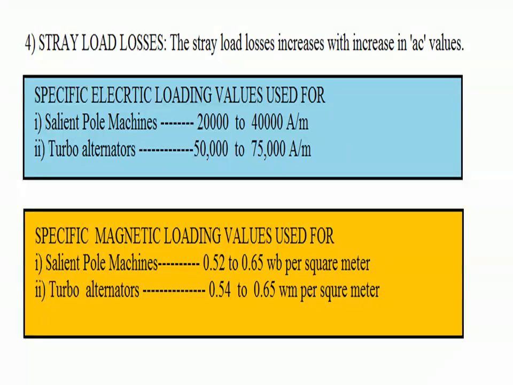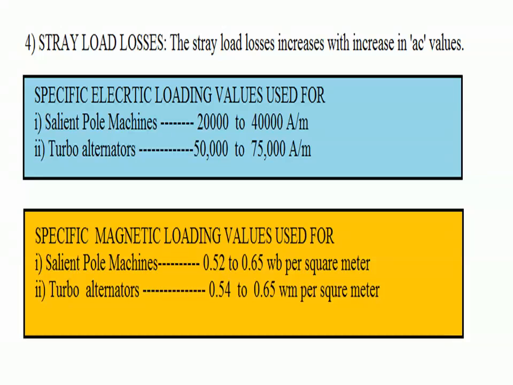The stray load losses also affect it directly. If we are using higher current values or higher electric loading, the stray load losses in the system also increase. Hence, to reduce the stray load losses, lower values of AC are preferable.